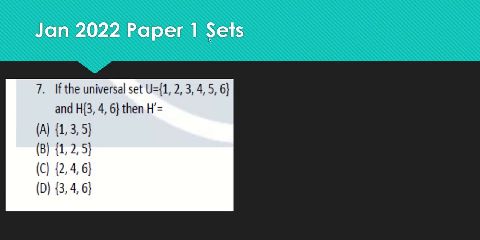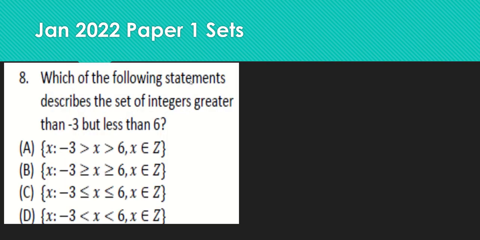This is January, paper 1, sets. Number 7, if the universal set U is this. This is a repeated question. What is H complement? H complement means all the elements that are not found in H. Compare the two. If you cross out 3, 4, and 6, you get 1, 2, and 5. That is B.